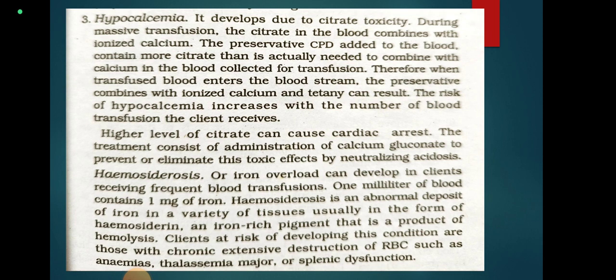Hypocalcemia. It develops due to citrate toxicity. During massive transfusion, the citrate in the blood combines with the ionized calcium. The preservative CPD added to the blood contains more citrate than is actually needed to combine with calcium in the blood collected for transfusion. Therefore, when transfused blood enters the bloodstream, the preservative combines with ionized calcium and tetany can result. The risk of hypocalcemia increases with the number of blood transfusions the client receives.